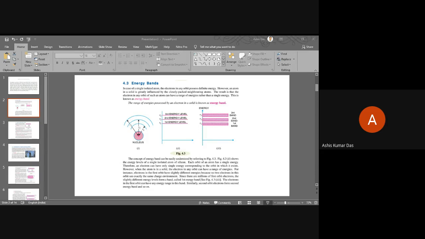And now since there are millions of first orbit electrons with slightly different energy levels, they form a band, which is called the first energy band. These electrons in the first orbit can have an energy range in this band. Similarly, second orbit electrons form the second energy band, and so on.